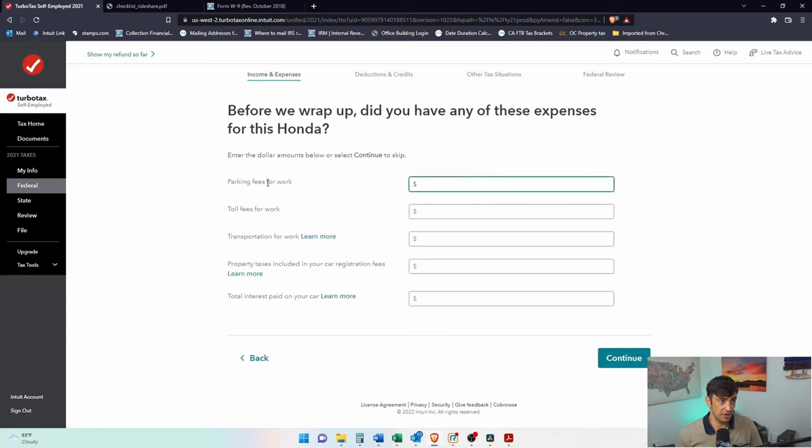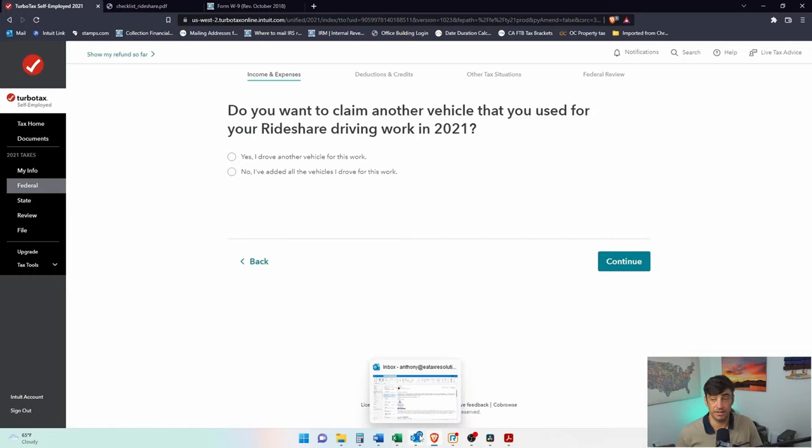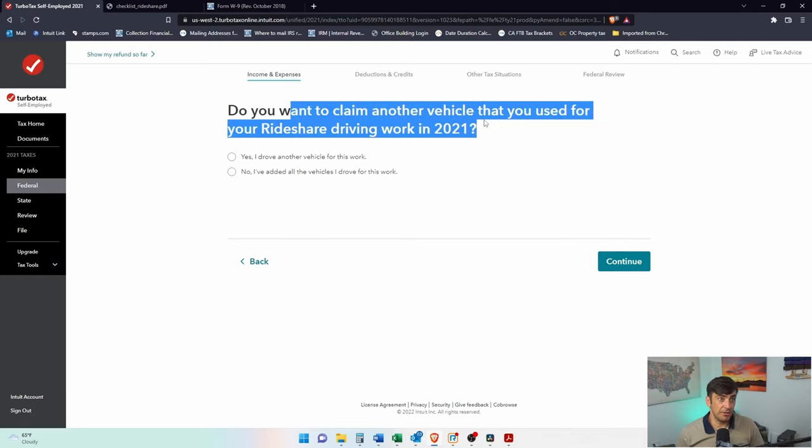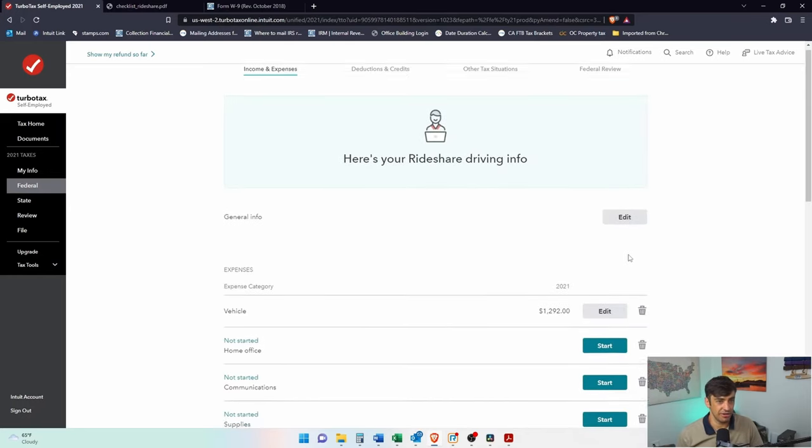Okay. You can also do parking. Maybe I had to park. I spent $45 parking. Tolls. Maybe I didn't take any tolls. Transportation for work, property taxes, including your vehicle registration. Okay. We could write some of that off. Let's say there's $20 in there. Interest paid on the car. Didn't pay any interest. Maybe we own the car. All right. There's our vehicle deduction. And that went up because of the parking and the property taxes and the vehicle registration. Do you want to claim another vehicle? No, that's it. I think I told it at the beginning. I only had one car. I don't know why it keeps asking.